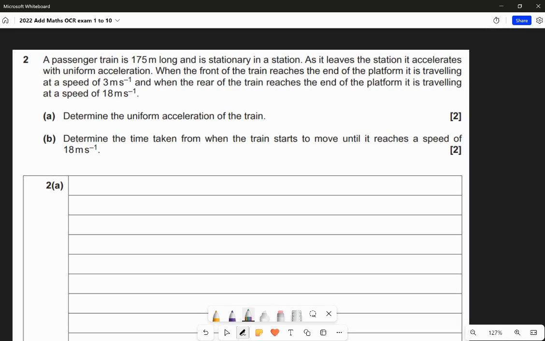A train, 175 meters long, is stationary in a station. As it leaves the station, it accelerates with uniform acceleration. That's important, uniform acceleration. So the acceleration is constant. It doesn't change during the journey.